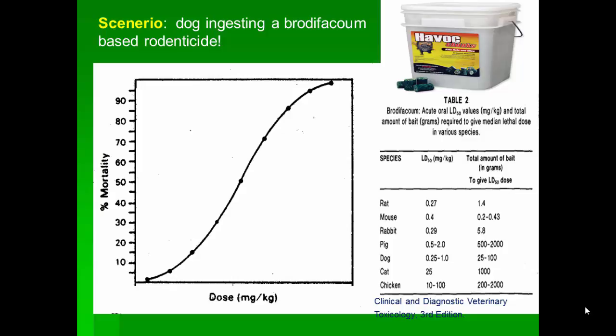Now, the third step after doing these two calculations, and assuming that the dose ingested falls anywhere within the lethal dose curve, is to find out how this rodenticide works and whether there is something that we can do to prevent this toxicosis from taking place. And in this case, we're going to be lucky because there is a very effective antidote that is going to protect 100% from the toxic effects of brodifacoum.